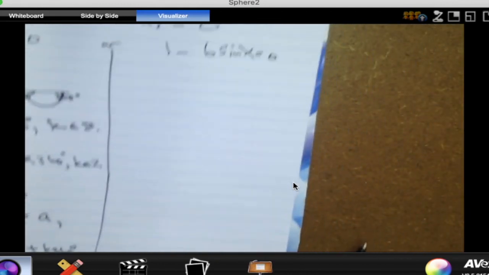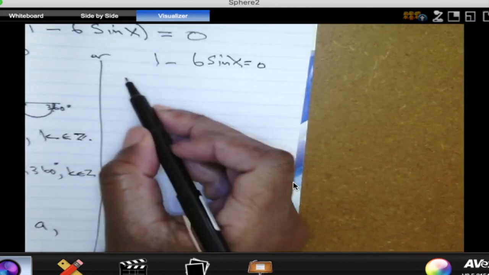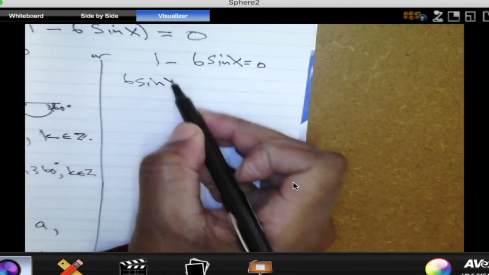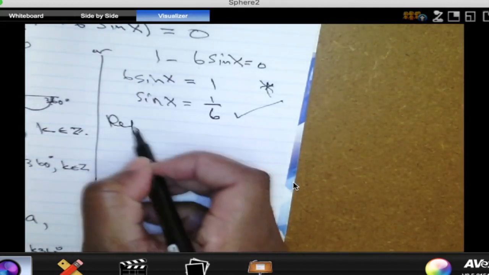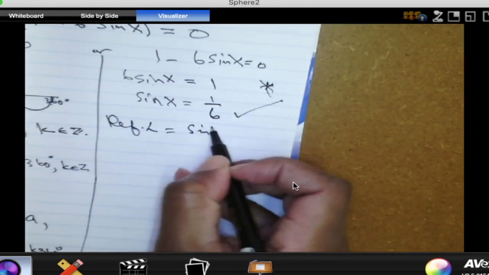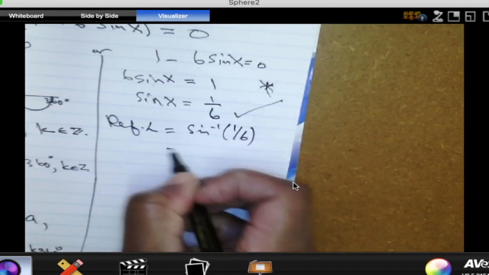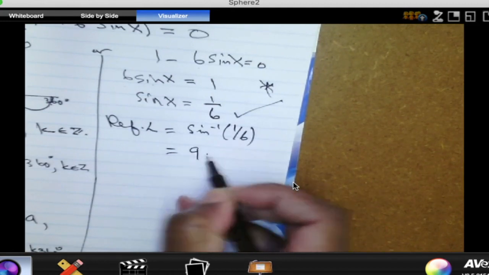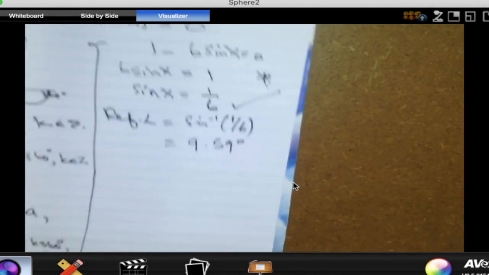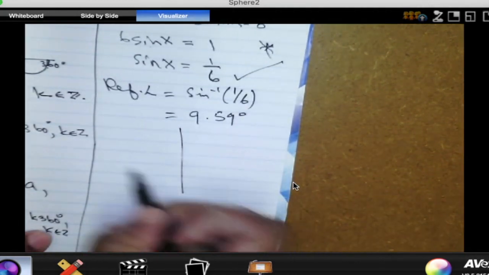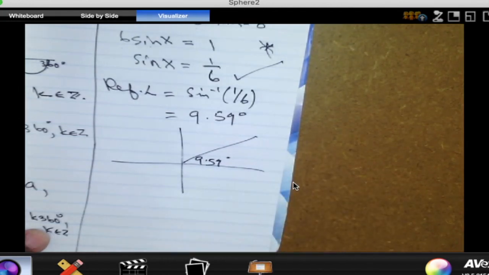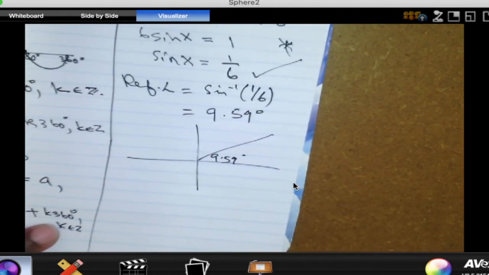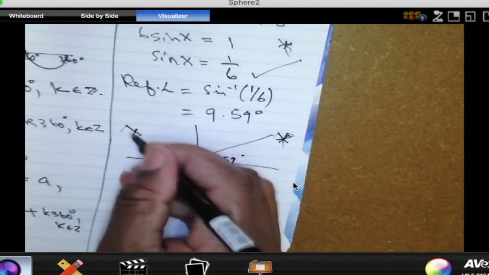Right, so the other equation is 1 minus 6 sine x is equal to 0. If you rearrange that, you should get 6 sine of x is equal to 1. Now let's continue. The reference angle? Shift sine of 1 over 6. What did you get? 9.59 degrees. Okay, that is the reference angle. Then I think somewhere you will want to draw your reference angle somewhere in the first quadrant. But where are our answers? Sine x is 1 over 6, so it's positive. So it's in quadrant 1 and quadrant 2.